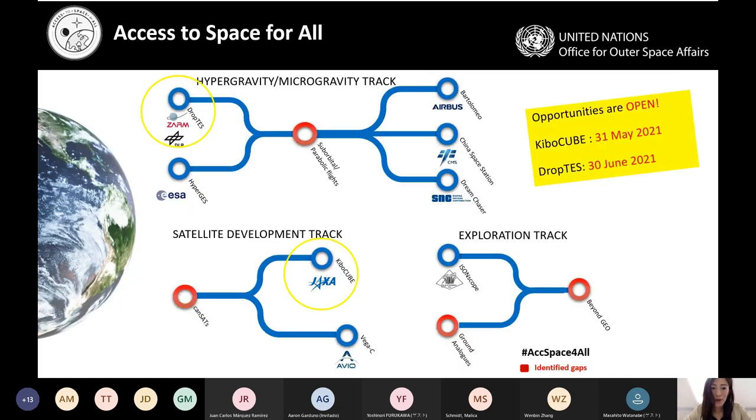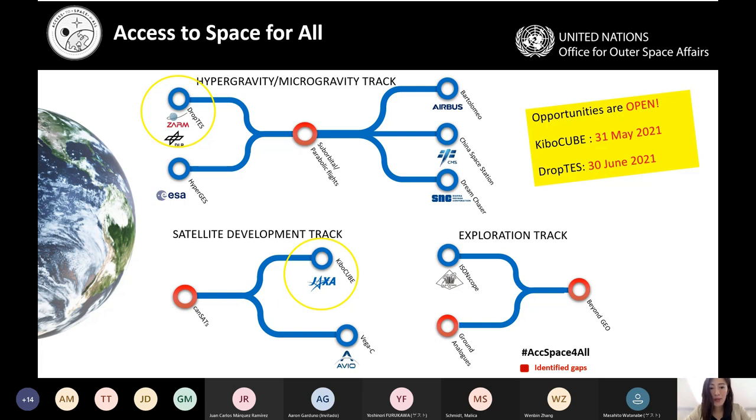Also, regarding our Access to Space for All initiative, we have two opportunities open now. One is Kibo Cube, which is under the satellite development track. It is open until the end of May. You will have an opportunity to deploy your 1U CubeSat from the International Space Station Kibo module.